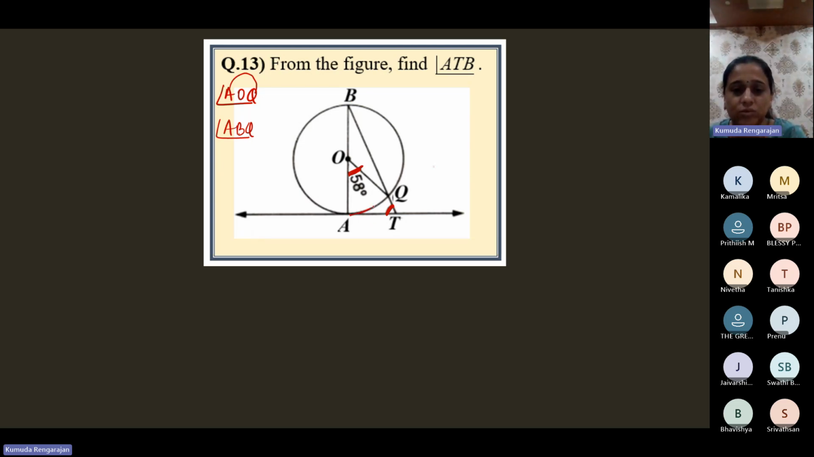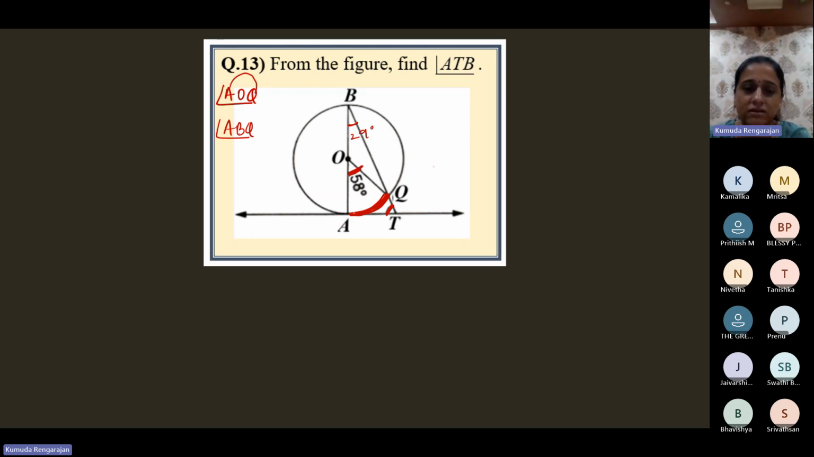See, this is the arc AQ. The rest of the circle is the remaining part of the circle. So on the remaining part we have this point B, and arc AQ subtends angle ABQ at point B. What's the relation between AOQ and ABQ? This is double. So what's the value of this angle? 58 by 2, 29.